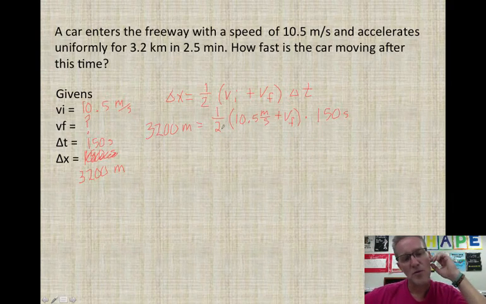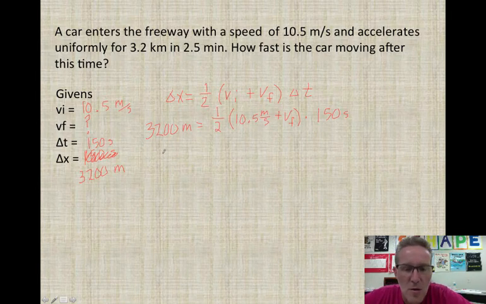I didn't put a 2 under that. Okay, so I'm going to go ahead and move that half over. So I got 6,400 meters. Multiply both sides by 2. And then I still have 10.5 meters per second plus the VF times 150.